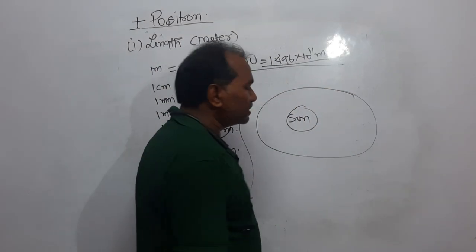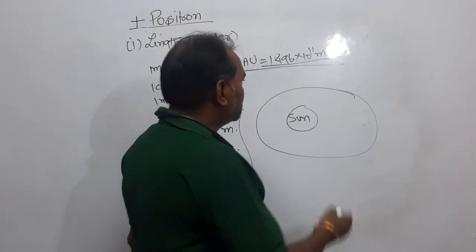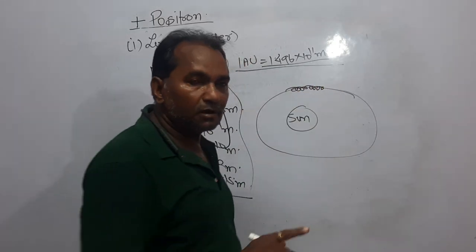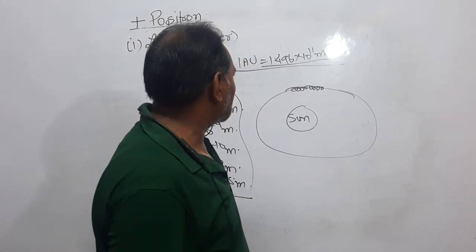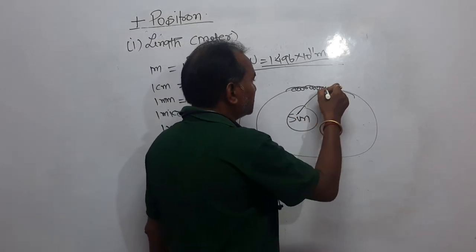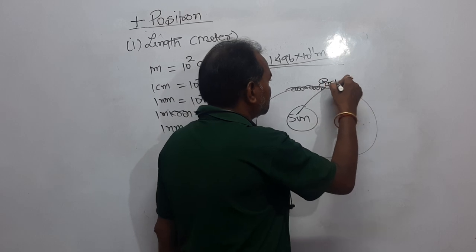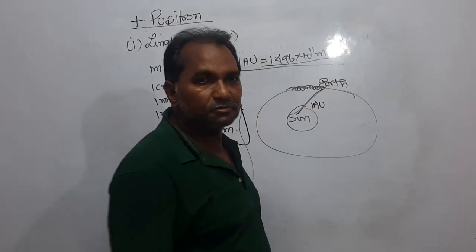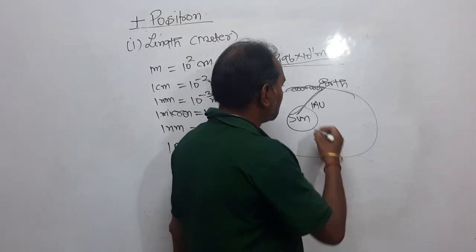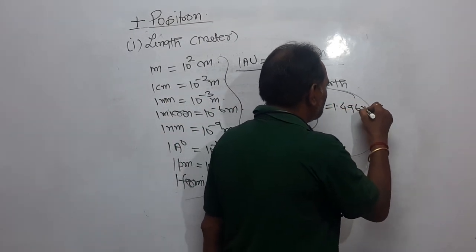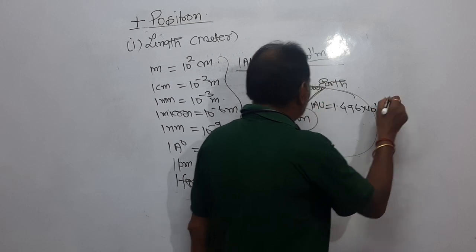So earth is revolving around the sun, right? It is not only revolving but spinning also. So earth is revolving and spinning both around the sun. Now the average distance between the sun and earth is said to be 1 AU, and that works out to be 1.496 into 10 raised to the power 11 meter.